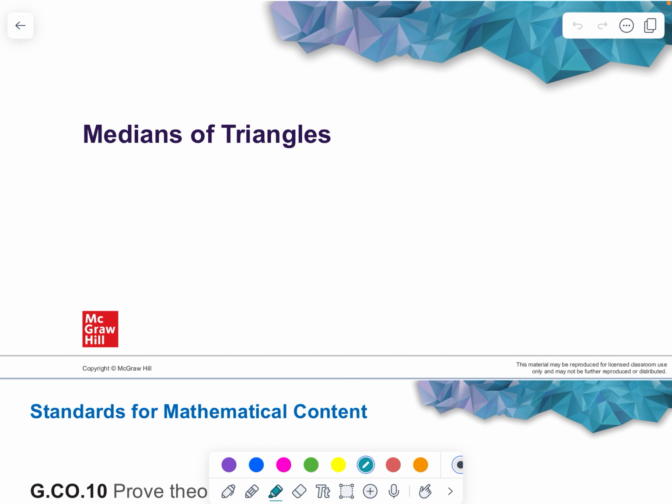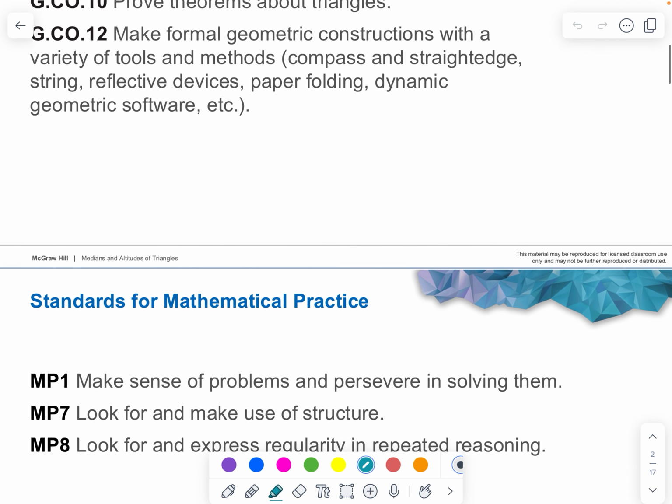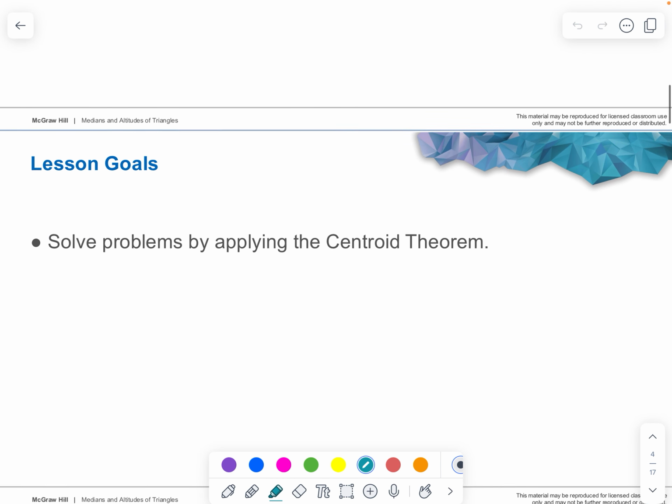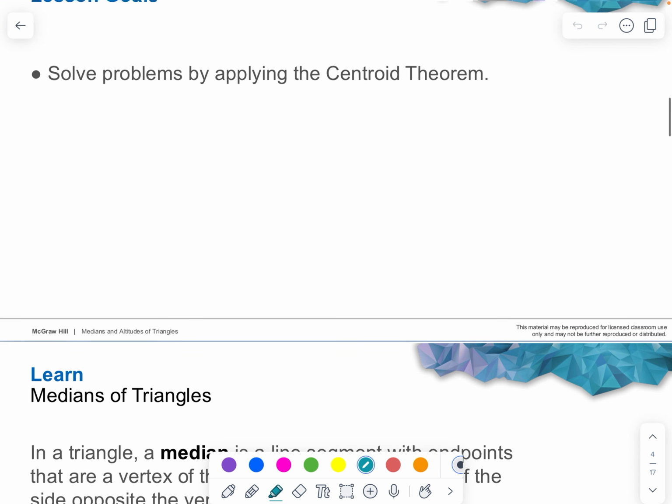All right, we're talking about our last point of concurrency now, which is our centroid, and it is created with medians. So let's look at this one. We're going to solve problems by applying the centroid theorem.